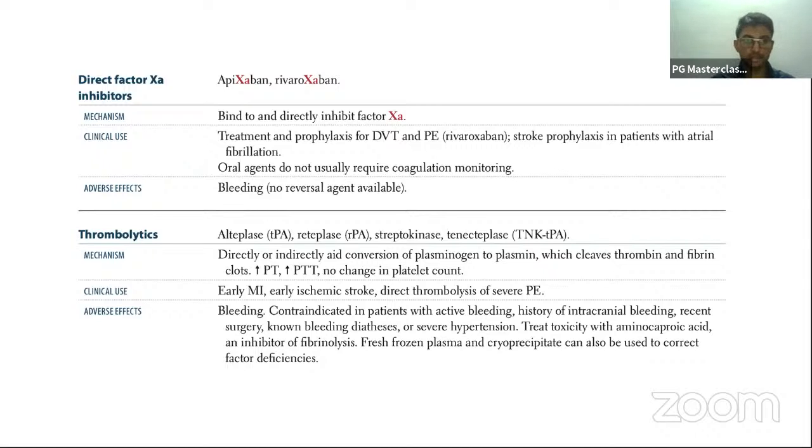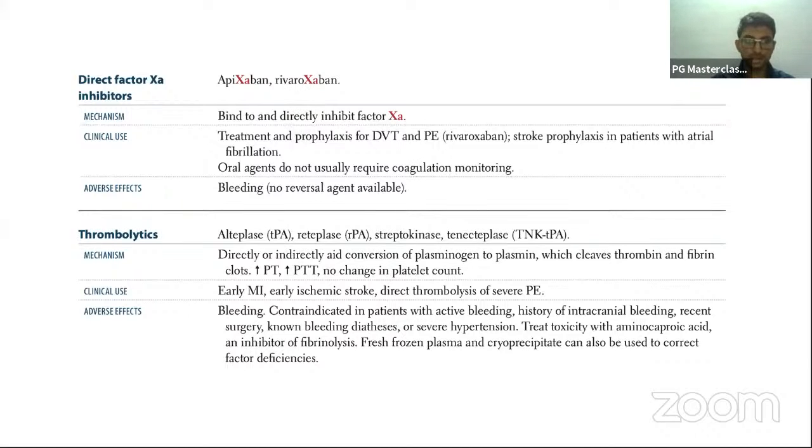Thrombolytics include alteplase, reteplase, streptokinase, tenecteplase. Mechanism is that they directly or indirectly aid conversion of plasminogen to plasmin, which cleaves thrombin and fibrin clots. Increases PT, APTT, no change in platelet count. Clinical uses: early MI, where percutaneous intervention by balloon angioplasty is not available.